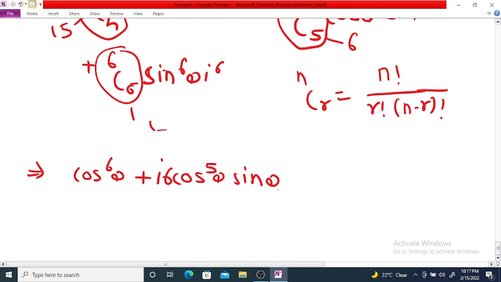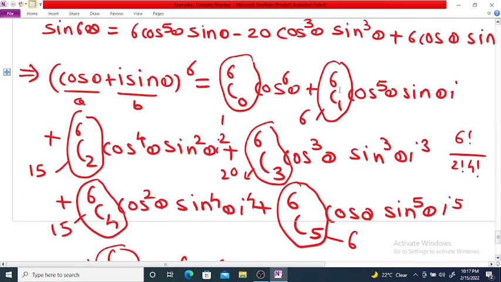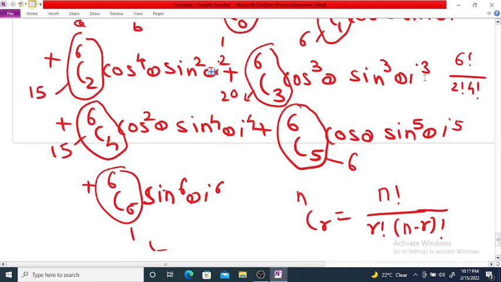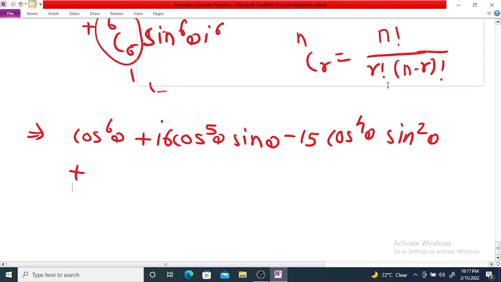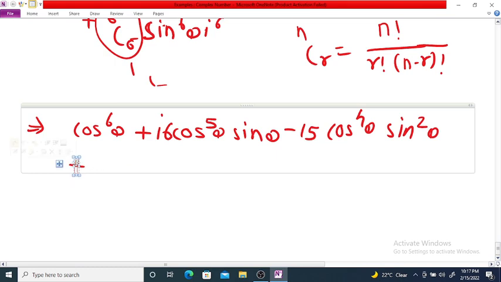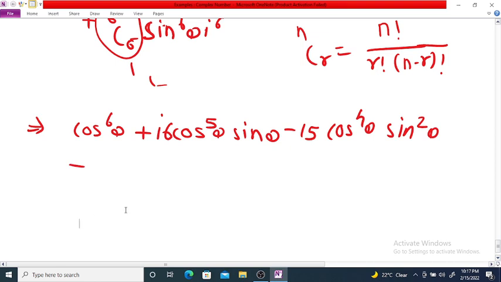Next, the next term is 15 times, from 6C2, 15 times i square is minus 1, so minus 15 times cos^4 theta sin square theta. The next, 6C3, i cube is i square into i, so it is minus i, giving minus 20 cos cube theta sin cube theta into i.